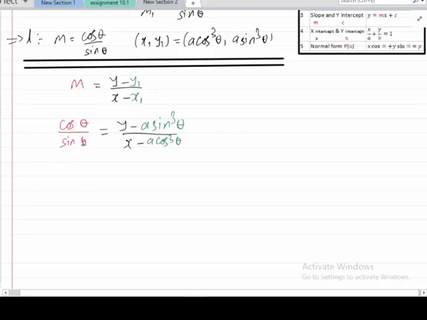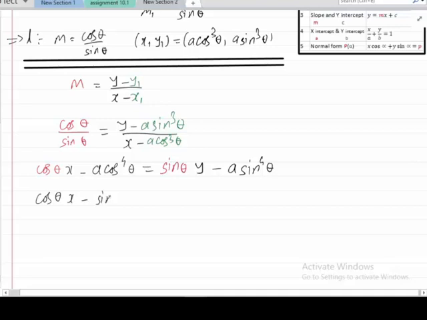Let's cross multiply. Cos theta into x minus a cos cube into cos will increase the power of cos to 4 theta, is equal to sine theta into y minus a sine raised to 4 theta, right? Okay, let's rearrange the terms. Cos theta x minus sine theta y equal to a cos raised to 4 theta minus a sine raised to 4 theta.